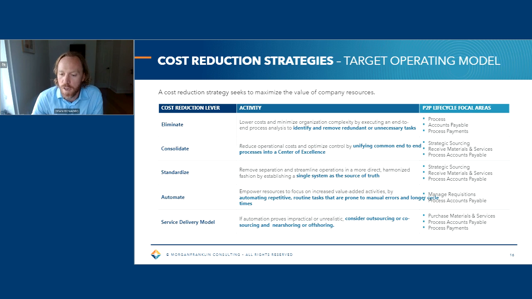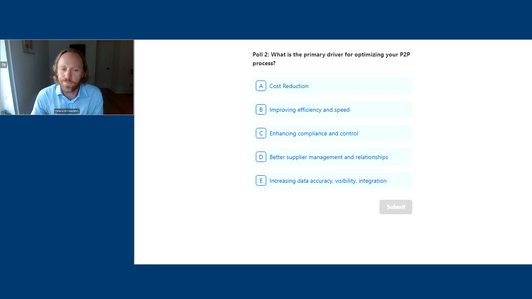So with that, we have our next polling question. What is the primary driver for optimizing your P2P process? A, cost reduction. B, improving efficiency and speed. C, enhancing compliance and control. D, better supplier management relationship, or E, increasing data accuracy, visibility, and integration.